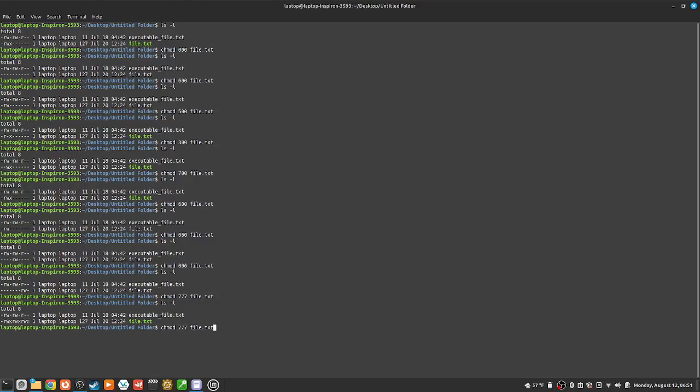So there you go. So that is what octal mode bits are in Bash.